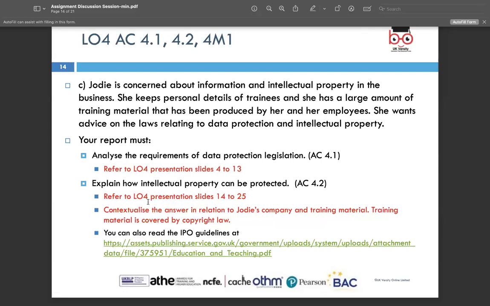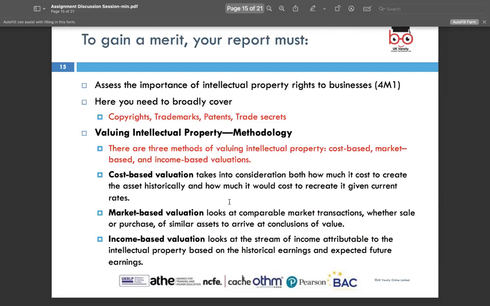Refer to learning outcome two presentations, slides 4 to 13, for detailed guidance on data protection legislation. So you can also visit the website here as well. This is for intellectual property. You can look at learning outcome four, pages 14 to 25.